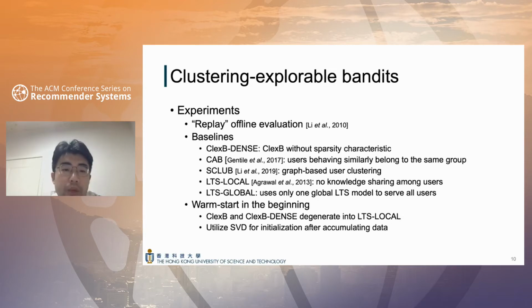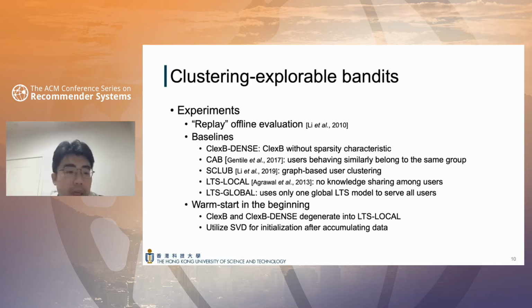And the last two are linear Thompson sampling local, where we hold a separate parameter for each user, and there is no knowledge sharing among these users. And linear Thompson sampling global, which means we only use one global linear Thompson sampling model to serve all users. And besides, we have a warm start period in the beginning. ClusBandit and ClusBandit dense will degenerate into linear Thompson sampling local in this period. Then they will use SVD for initialization after the data communication.